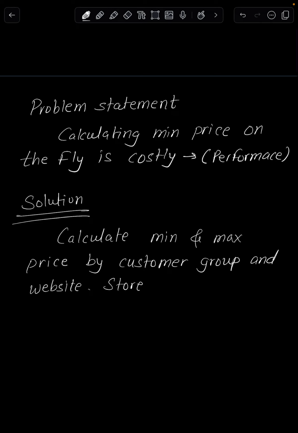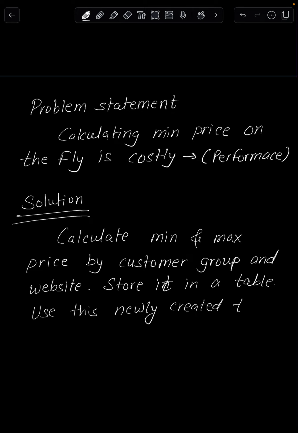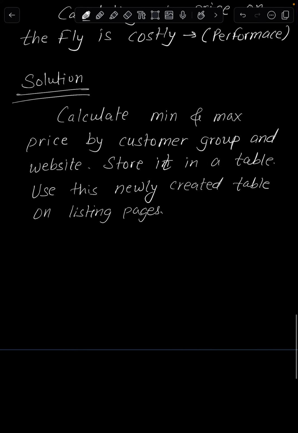Store it in a table. Use this newly created table on listing pages. And you will notice that Magento only uses these index tables on listing pages, not on details pages, because on details pages I only need to do this for one product, so it is relatively less costly.